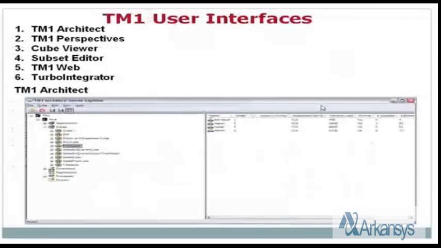Now, TM1 contains architect or perspective. You know architect and you know perspective. Architect is a similar tool, but you can't create reports using Excel sheet. If you are using architect, you cannot create reports using Excel sheet. But if you are using perspective, you can create reports using Excel sheet. But if you want to install perspective, an Excel license is required. If you have an MS Office license, then only you are able to install perspective.